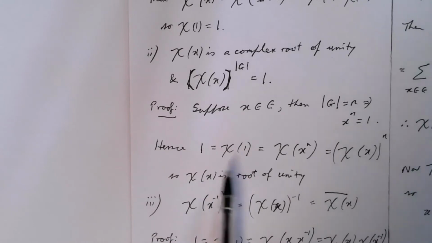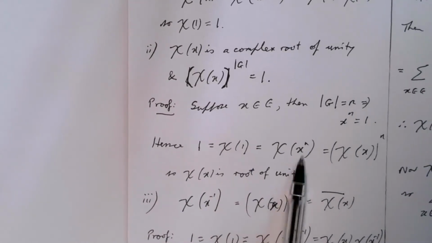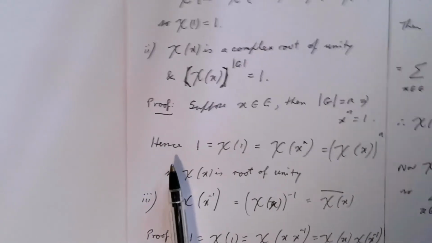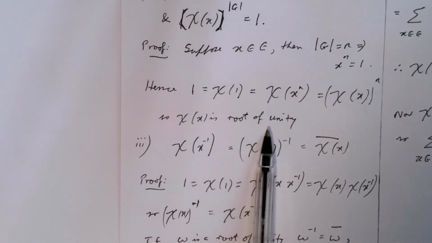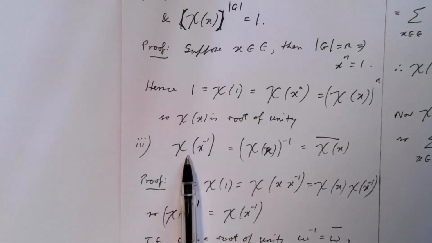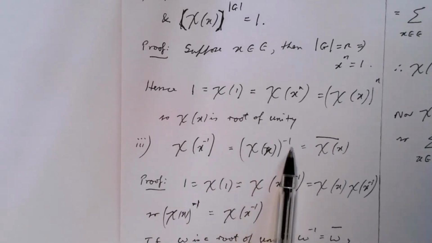Hence, I can take 1, which we now know is chi of 1, and replace the 1 with x to the n. Then I can use the multiplicative nature of chi to pull the n out the front, and that's it. So chi of x is a root of unity, and we can also find that chi of x inverse is chi of x, all inverse, which equals chi bar.